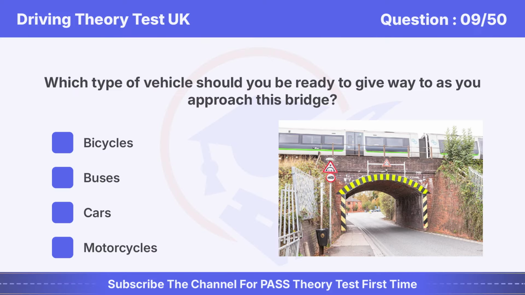Question 9. Which type of vehicle should you be ready to give way to as you approach this bridge? Option A. Bicycles. B. Buses. C. Cars. D. Motorcycles. Answer is B. Buses.